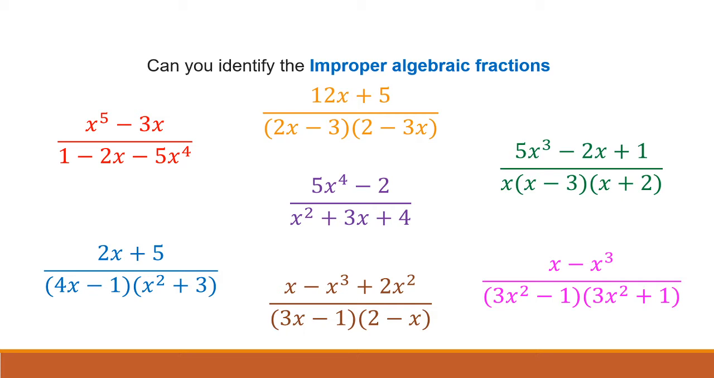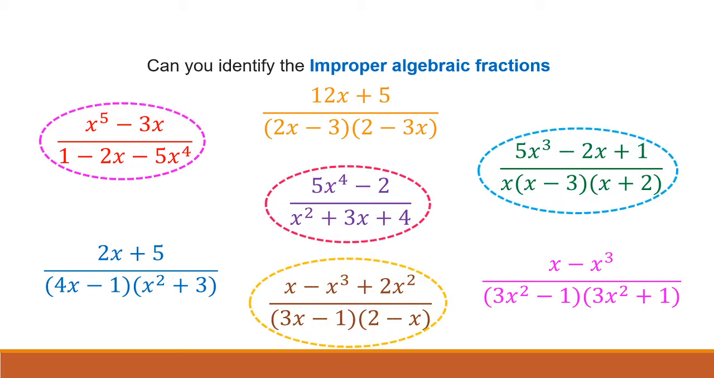Okay, I hope you have made your guesses. Let's check your answers. So here, these 4 fractions are improper algebraic fractions. Let's go through them one by one. Now, if you look at this fraction, it's very clear, right? The highest power on x is 5 in the numerator and the highest power of x in the denominator is 4. So, that makes this an improper fraction. Doesn't matter whether we are adding or subtracting. We just need to look at the power of the unknown.